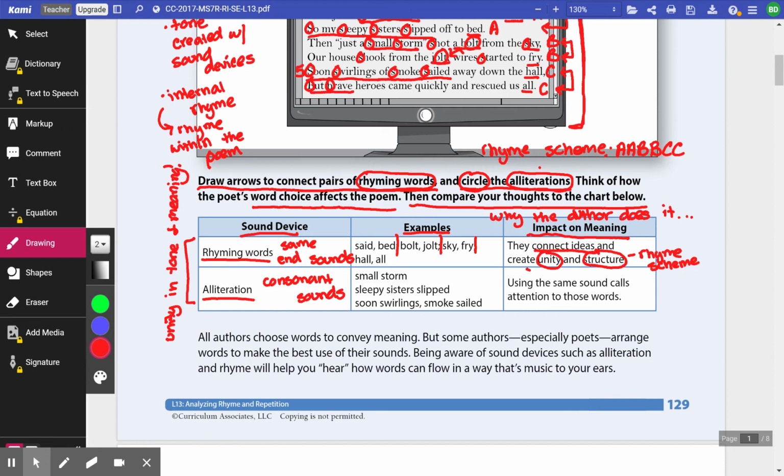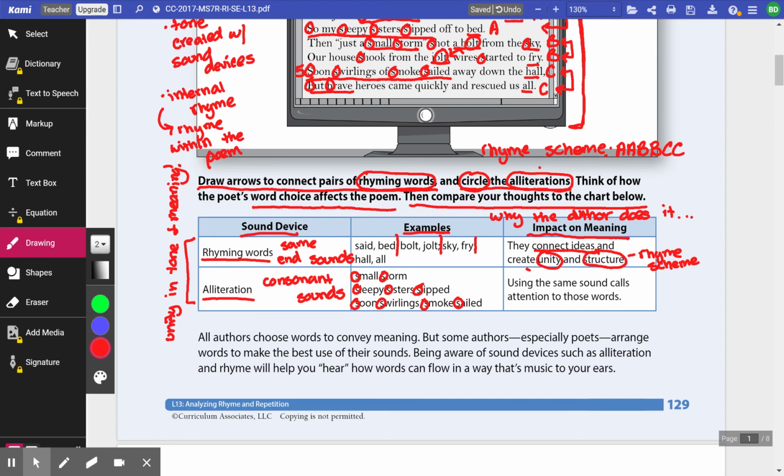Now let's talk about alliteration, which was our consonant sounds. The examples from the text it gives us are small storm, sleepy sister slipped, swoons, soon swirlings, and smoke sailed. All of these have that S sound at the beginning. They didn't put our example of but brave, but that's okay. Right now we're just talking about this repetition of the S sound at the beginning. Now we have to think about our impact on meaning. Why does the author use this alliteration? What are they trying to accomplish?